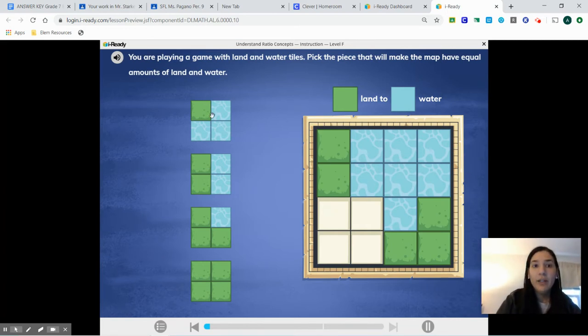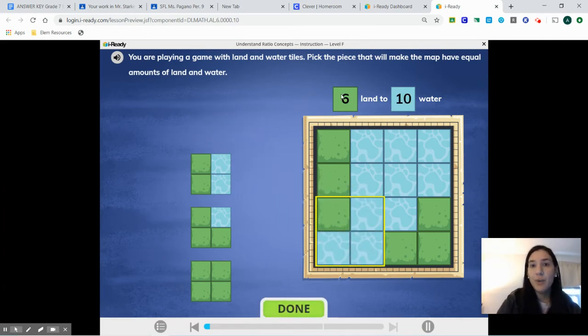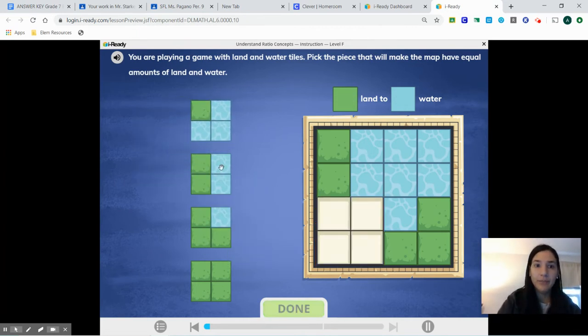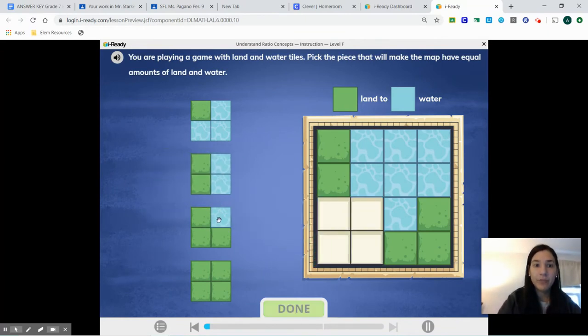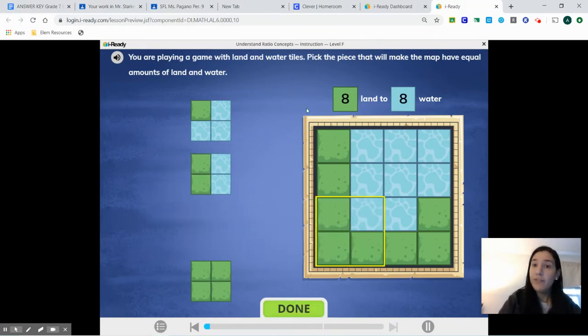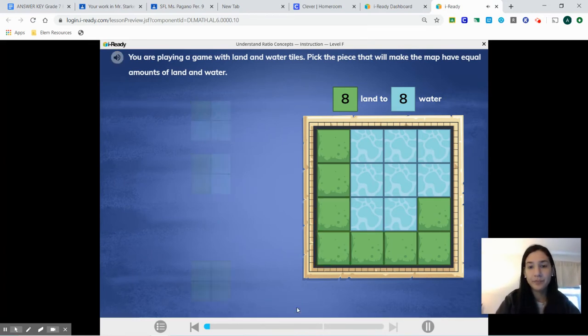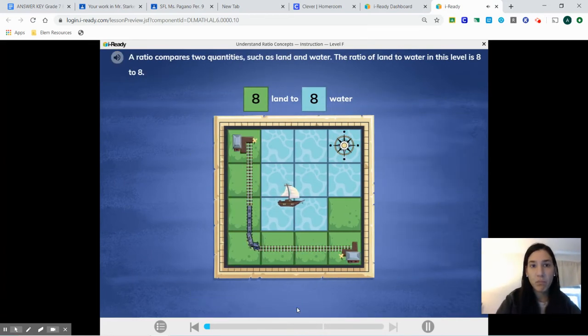So if we click on each of these sets of tiles, it will show us up here. Now we have 6 land to 10 water. That's not equal. If we click this one, we'll have 7 land to 9 water. Here with this one, we'll have 8 land to 8 water, which is equal, so that is the one that we want. A ratio compares two quantities, such as land and water. The ratio of land to water in this level is 8 to 8.